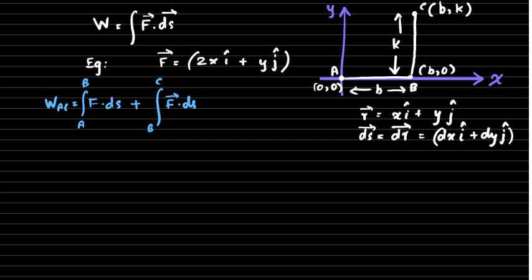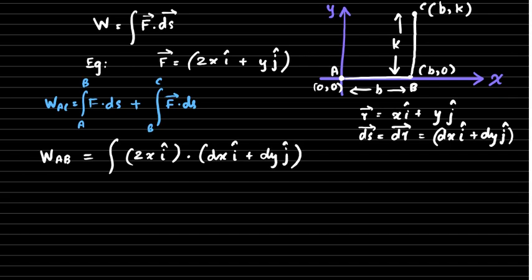So when we do f dot ds, we get work done on path AB to be equal to, so for path AB the y coordinate is 0, so the force boils down to 2x i cap. You need to take dot product with dx i cap plus dy j cap. So this is from point A to point B. So point A can be written as 0 comma 0 and point B can be written as b comma 0 as the limits of integration.